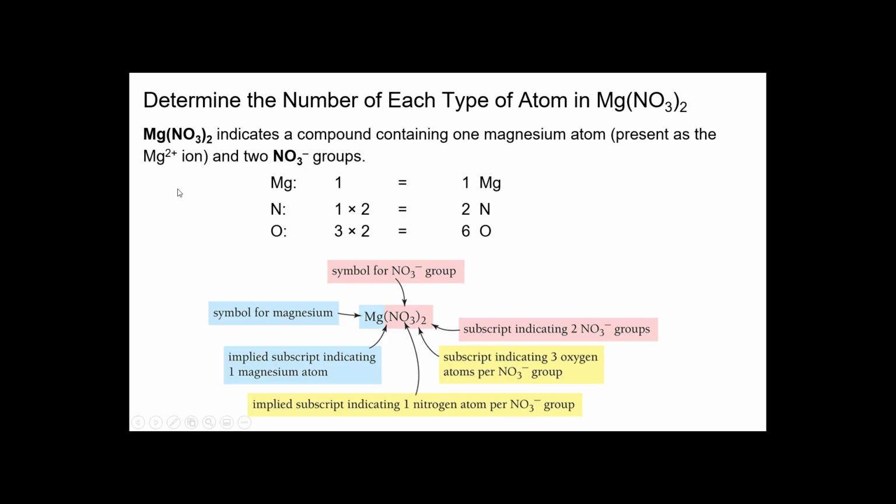Okay, so determine the number of each type of atom in magnesium nitrate. Nitrate is another polyatomic ion you'd have to know. These are all nonmetals, but it has a charge. Nitrate is not spelled out here anywhere. Nitrate means this compound has the most oxygen, so nitrate has 3 oxygens. Nitrite has 2. But it still has a -1 charge. So how do we break this down?